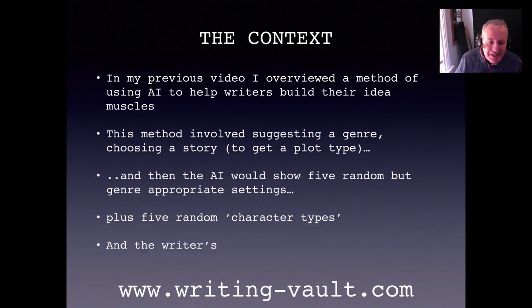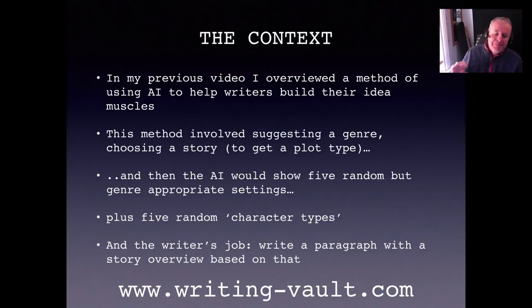So nothing particularly detailed, but what you would do is you would take those 4 elements, so a genre, a story type, plot type, so revenge or quest or love story, and I asked AI if it knew the 20 master plots, which it did, and I said use those as a guide, and then pick one of the random character types, one of the random genre appropriate settings, and then write a paragraph with a story overview based on that.